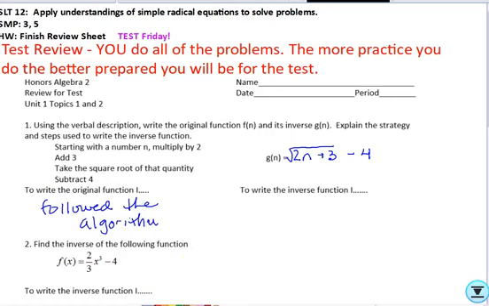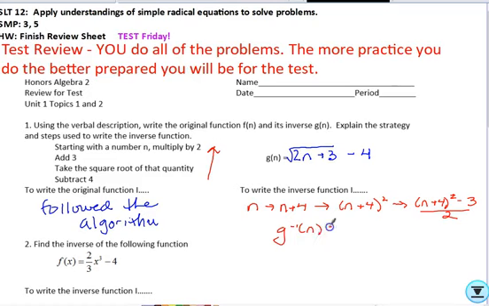For the inverse, we have to undo backwards. So reverse and opposite. If I start with n, then I'm going to add 4, square, subtract 3, and then lastly, divide everything by 2. So g inverse of n is n plus 4 squared minus 3, all divided by 2.